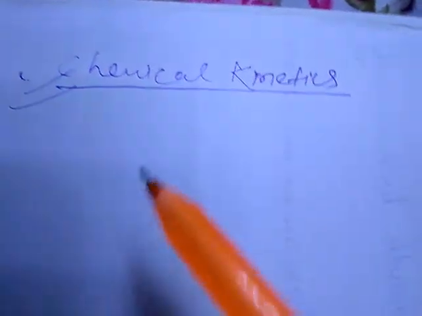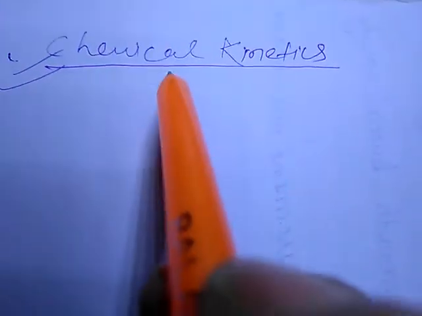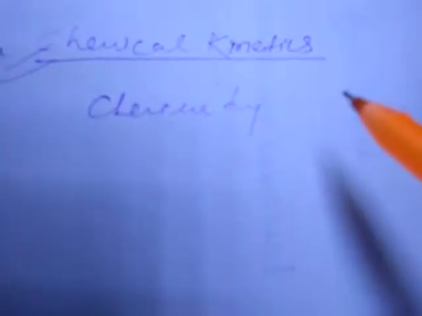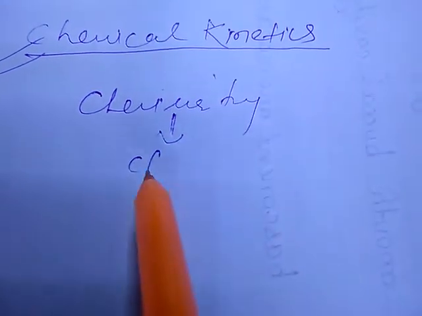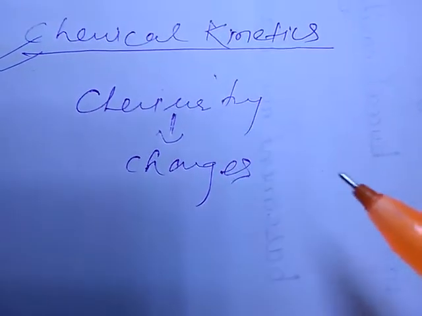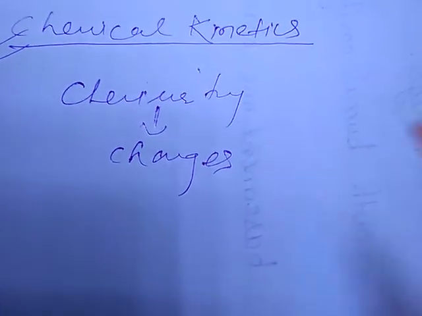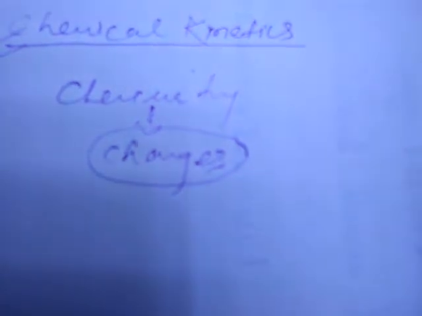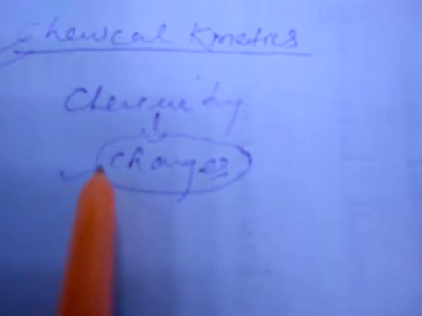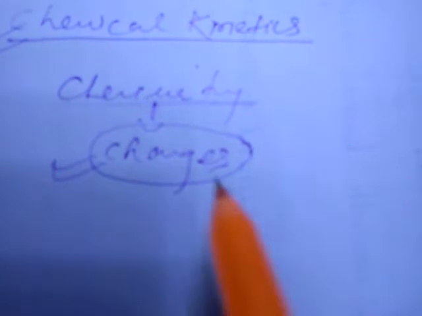Chemical kinetics, our today's new chapter. We all know that in chemistry, we deal with various kinds of changes. Chemistry is the branch of science which is related to various kinds of changes. We study all the changes in which a substance is converted from one form to another form. So all the changes which are dealt with in chemistry are basically based on chemical reactions.